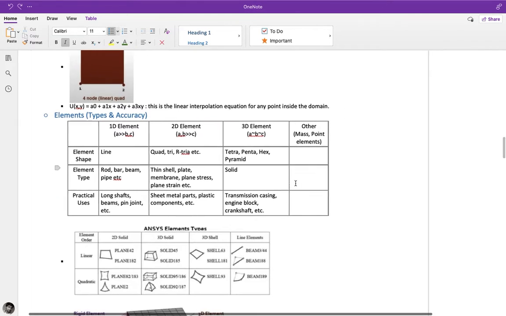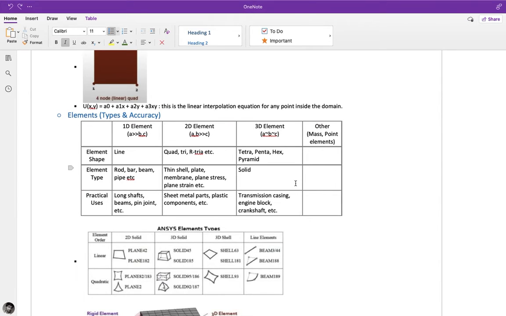Okay, next one is the element. So what kind of element types are there? There are 1D elements, 2D elements, 3D elements, and other mass kind of elements. For example, what is the shape of a 1D element? It is just a line. For 2D, it's a quad element, tri element, and R tri element, etc. And for 3D, there are tetra, penta, hexa, pyramid, and there are also other shell kind of elements in 3D.